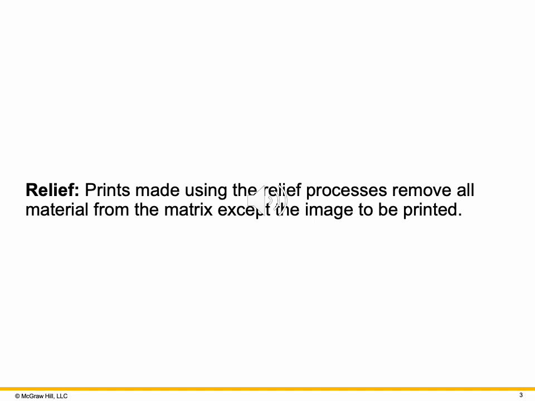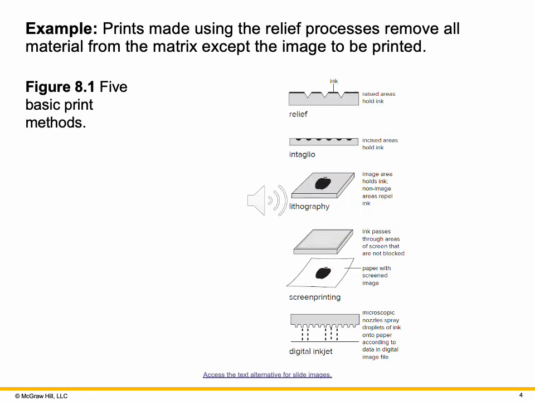Relief: prints made by using the relief process, removal of all material from the matrix except the image to be printed. The term relief describes any printing method in which the image to be printed is raised from the background. Think of a rubber stamp. When you look at the stamp itself, you may see words such as "special delivery" standing out from the background in reverse. You press the stamp to an ink pad, then to paper, and the words print right side out, a mirror image of the stamp.